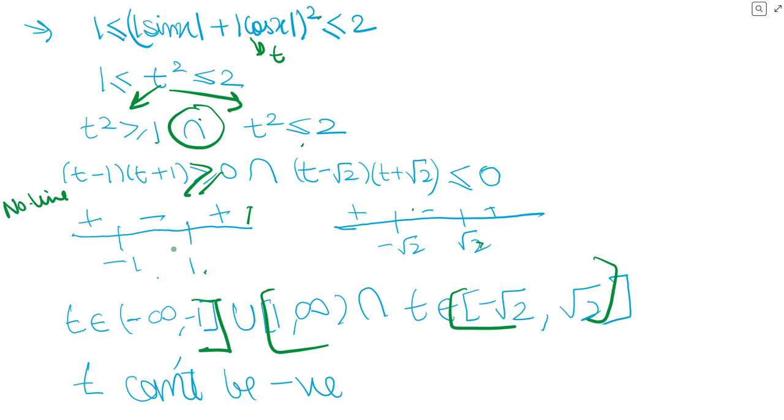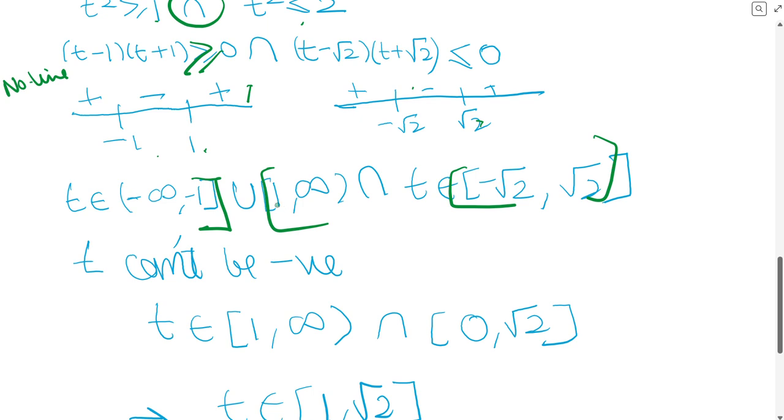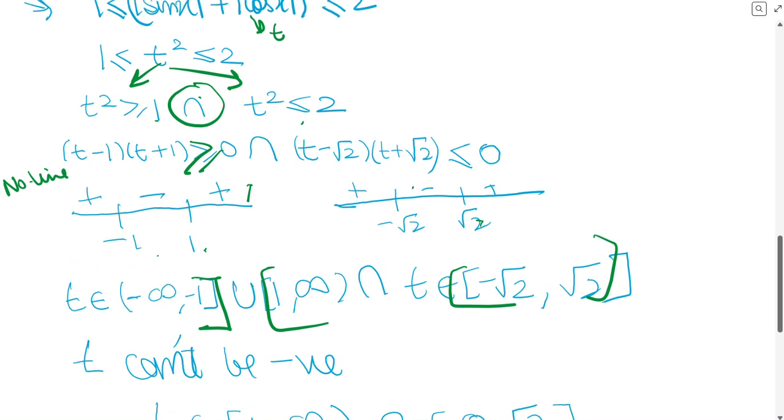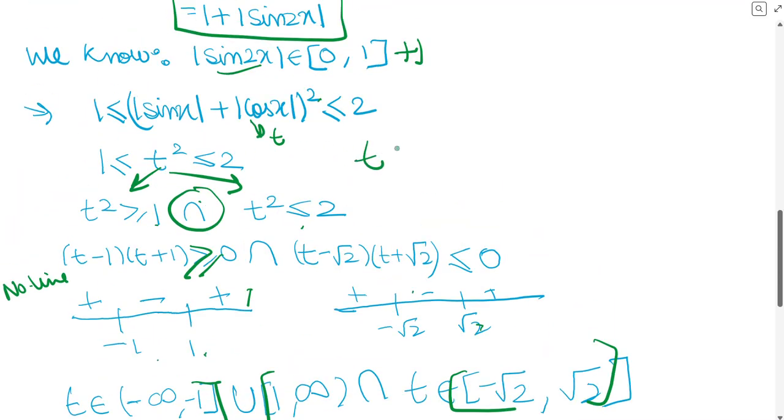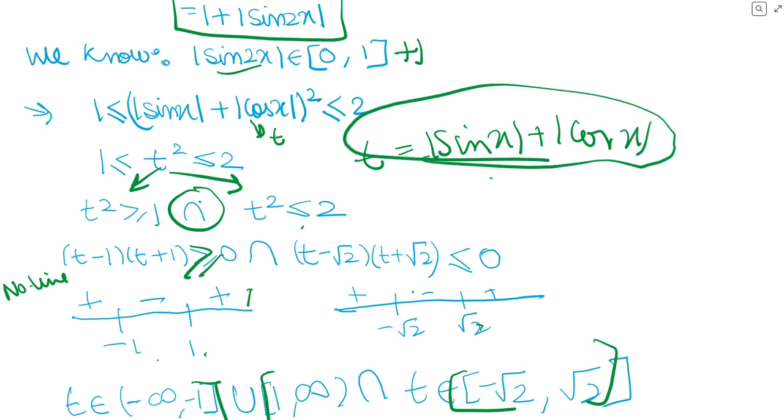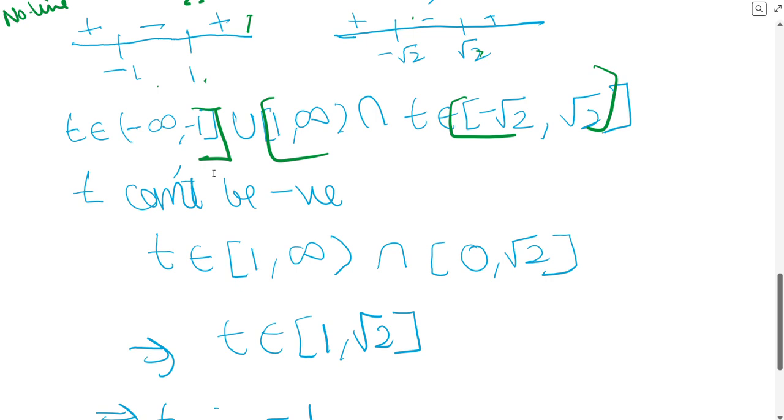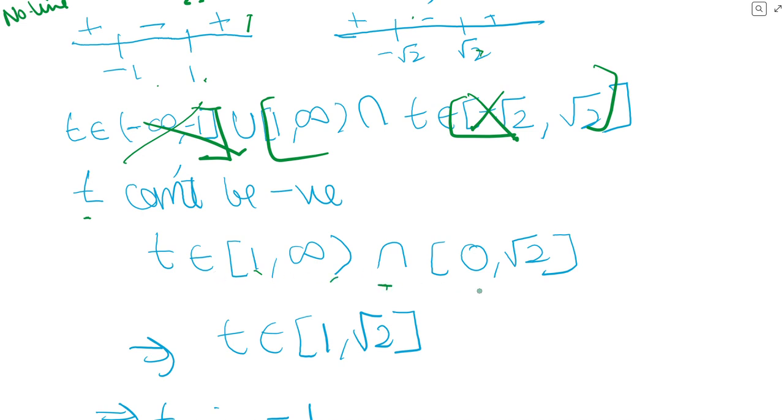Now we have to take the intersection. One thing we must know is that t can't be negative. While evaluating the question further, we have to take note of what t was. t was mod of sin x plus mod of cos x. Can this thing ever be negative? No, it can never be negative, right? So we'll automatically eliminate these negative parts. After eliminating the negative part, we get t belonging to 1 to infinity intersection 0 to 2. So now we again have to find the intersection.